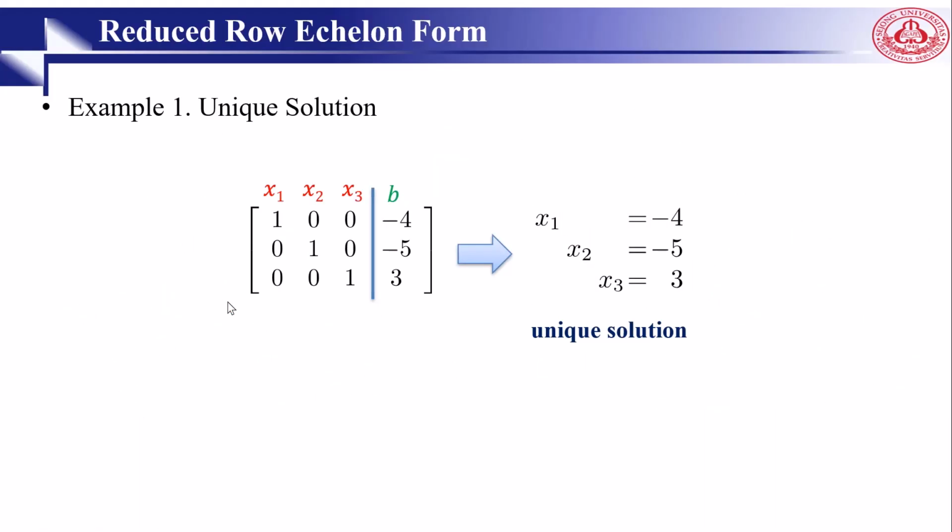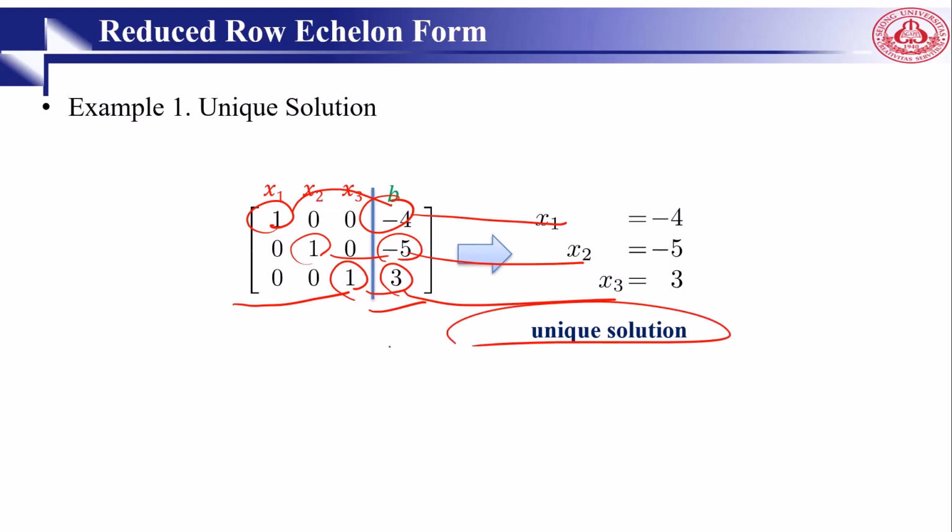For example, here we have one example, and this is a very easy example. Here we have the coefficient matrix, and here we have the right hand side. So x1 is equal to 4, x2 is equal to minus 5, x3 is equal to 3. So this is a unique solution, an easy solution.